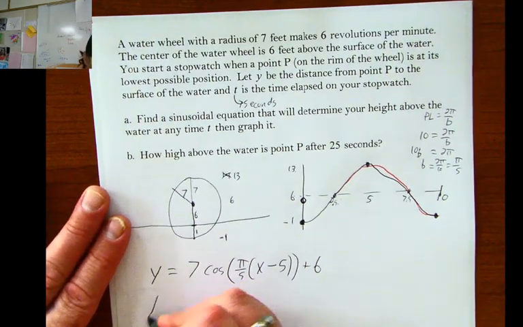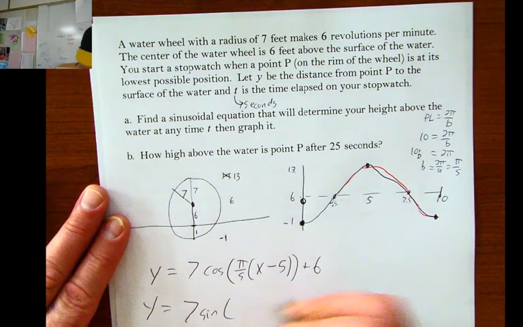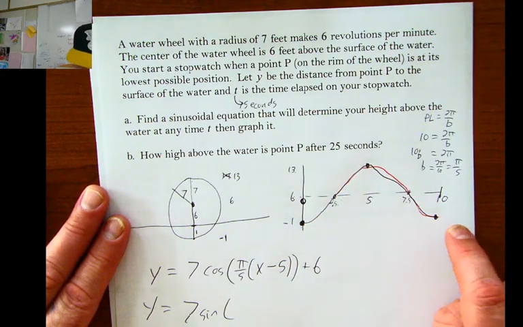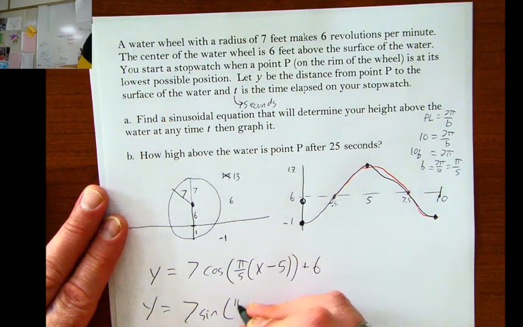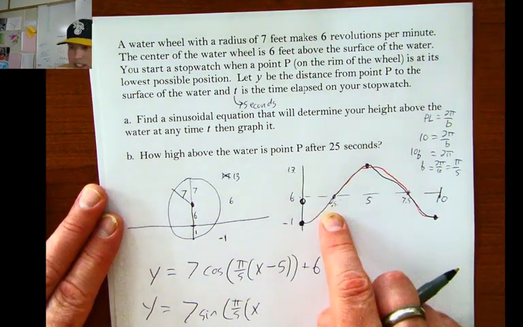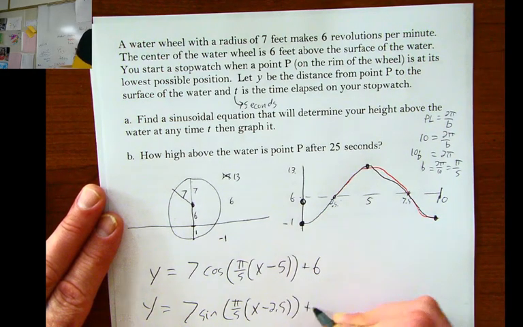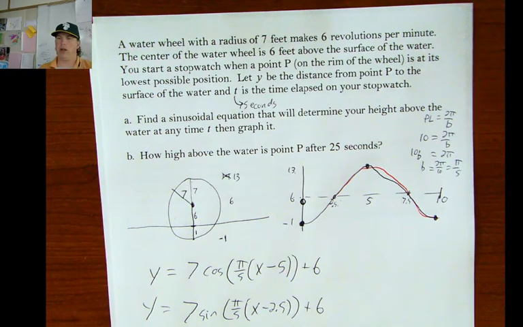If you wanted to do a sine graph, you could. It would still be an amplitude of 7, it'd still be a sine. It's still a period length of 10, which means b is still pi over 5. The only difference is the start point. For a sine graph, I'd need to start at this 2.5, so x minus 2.5 plus the same 6.